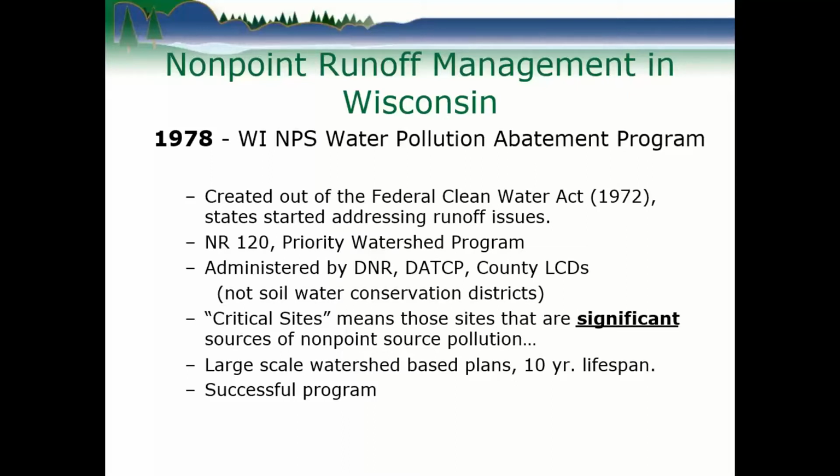The original nonpoint source pollution abatement program in Wisconsin, this Priority Watershed Program, consisted of large-scale watershed-based plans. These were large projects that had a 10-year lifespan, and significant resources were allocated to this program. It was very successful, but it was structured around watersheds, and as successful as it was, it started to have some challenges after about 15 to 20 years, into the 1990s.